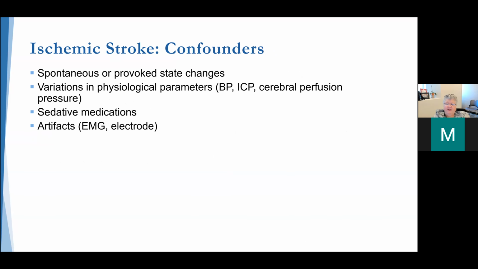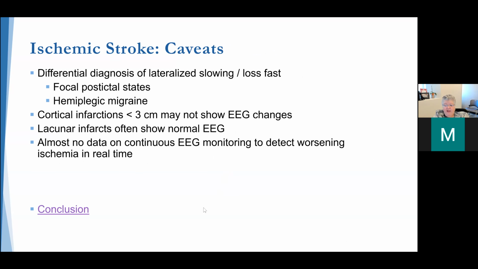So some of the confounders in ischemic stroke can be spontaneous or provoked state changes, variations in physiologic parameters, blood pressure, intracranial pressure, et cetera, use of sedating medications, and then EMG and electrode artifacts. There can be other things that cause problems with diagnosis of ischemia in patients with acute stroke.